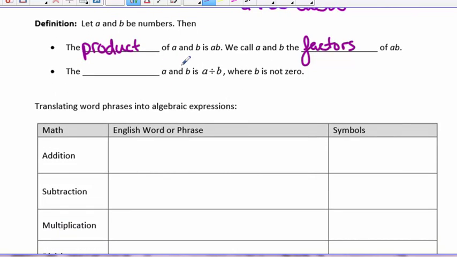And the second bullet, when I have division, I'm going to use the word quotient. The quotient of A and B is A divided by B. So again, quotient is another word for division. The product is another word for multiplication. And the two numbers that are parts of the product are called factors.